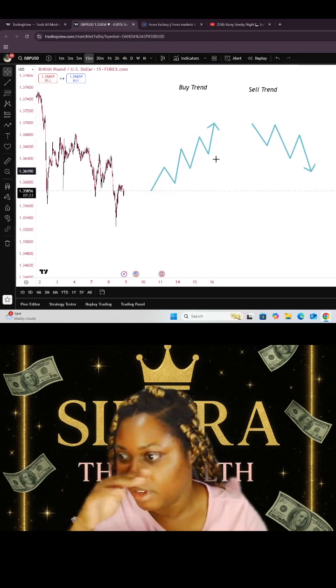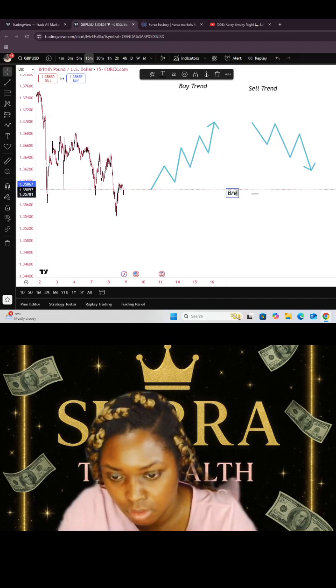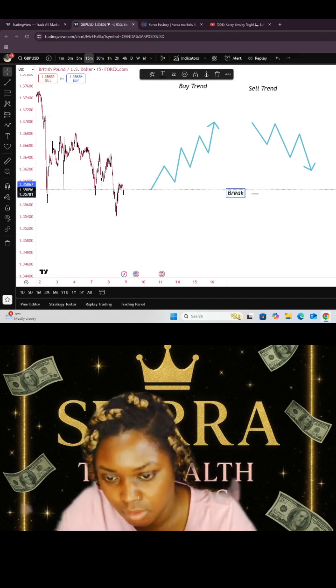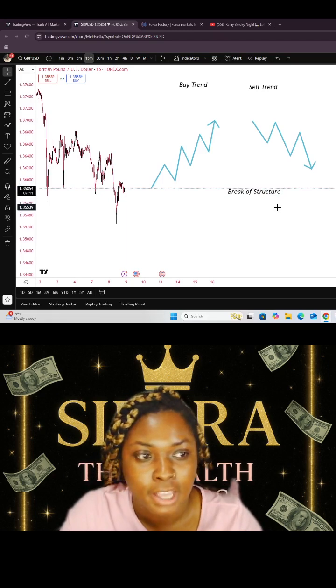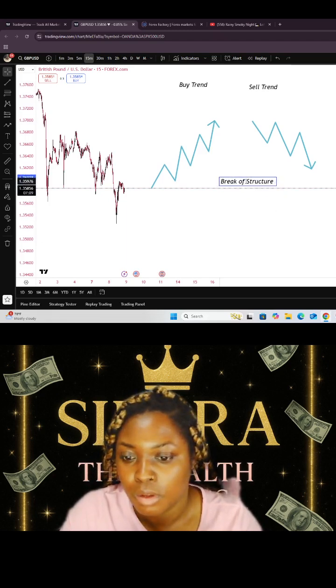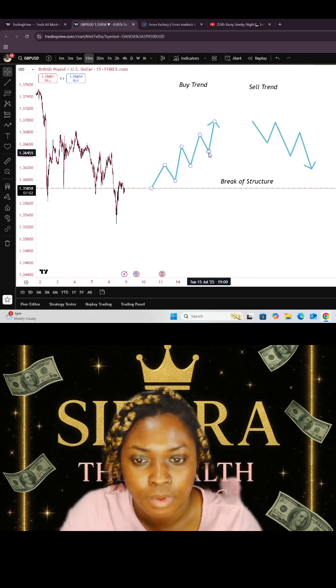Okay? When you are looking for a break of structure, price has to break the last higher low, okay? Or it has to break the last lower high.